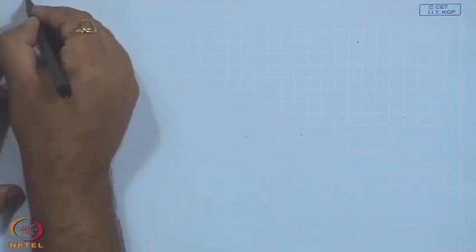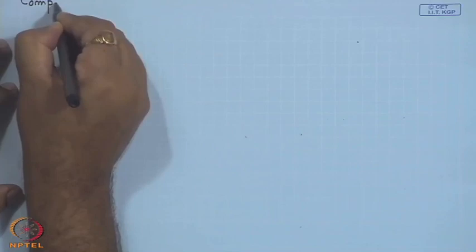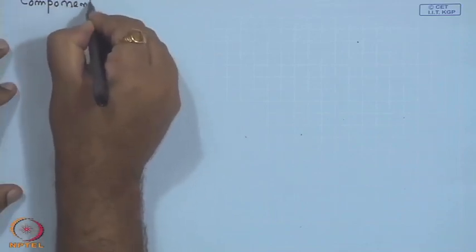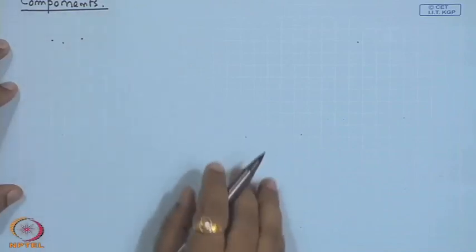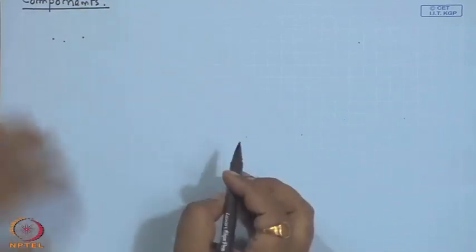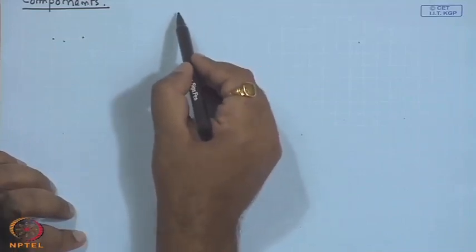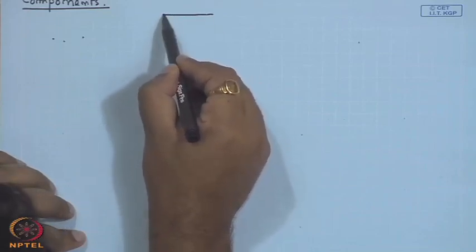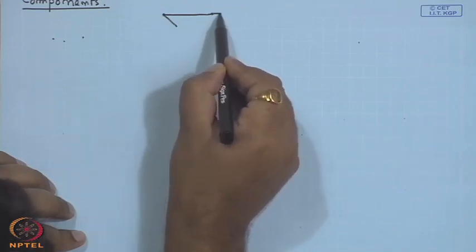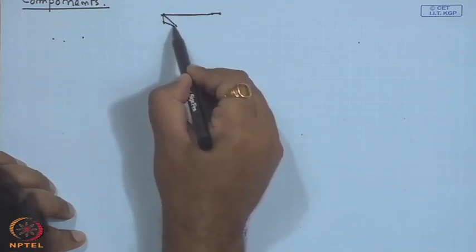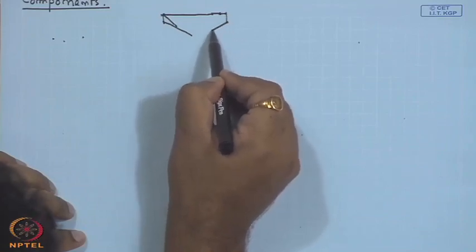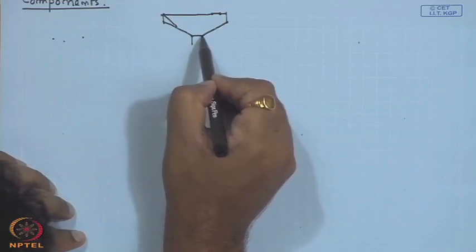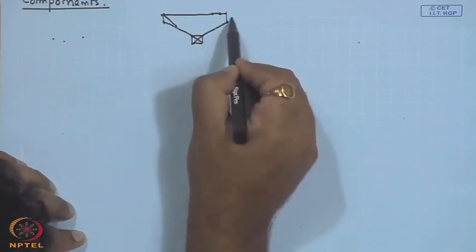Now, the next part is the components of the well foundation. So, what are the different components of the well foundation? If we draw, first is the pier, and above that pier we have to place the girder, that is the bridge girder, which is placed above a bearing. So, this one is the girder.